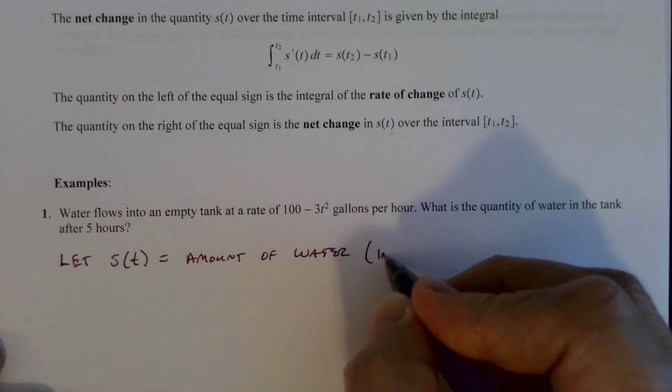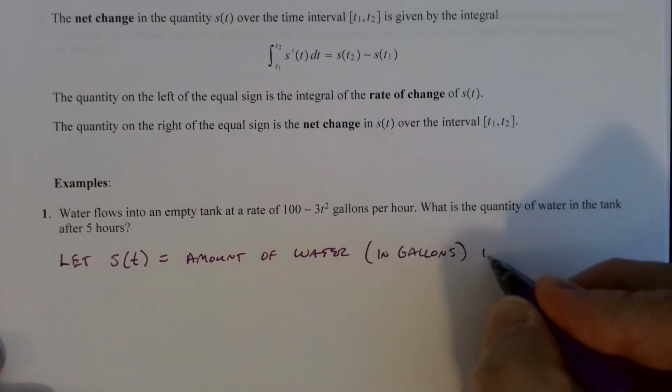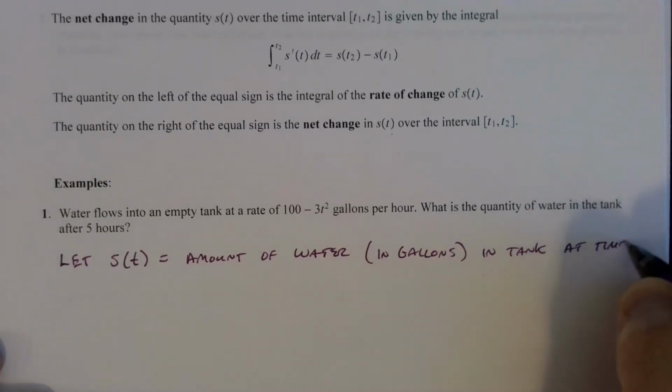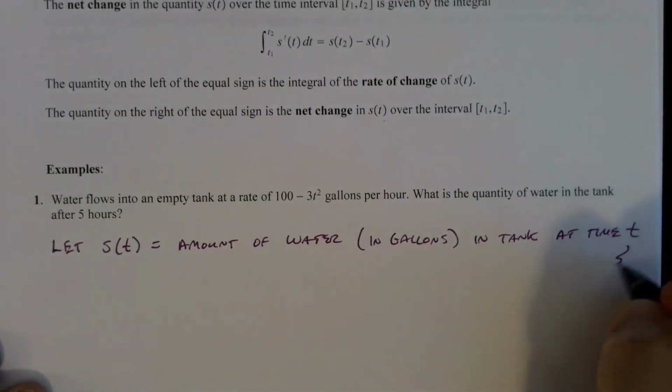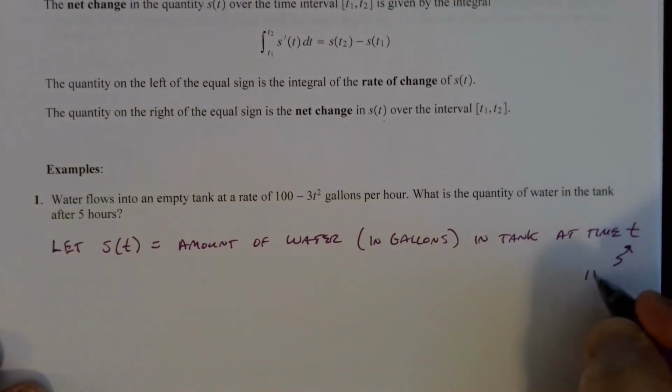And what's our water quantity measured in? We want to do gallons. Let's make sure of that. In the tank at time t. Right, time t. Of course, t, what units do we want to have for t? I think we're in gallons per hour, so let's keep that in hours, right?